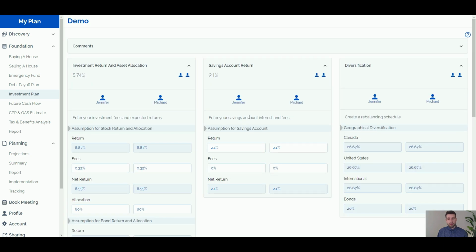Now for savings accounts, we also want to enter the rate of return here as well. In this case, it's a lower amount, so this would be for the emergency fund or any short-term savings. No fees on that account, so it's just 2.1% return on average. And remember, these are longer-term assumptions, so even if rates of return are slightly different today, this is really a long-term 20 to 30-year assumption.